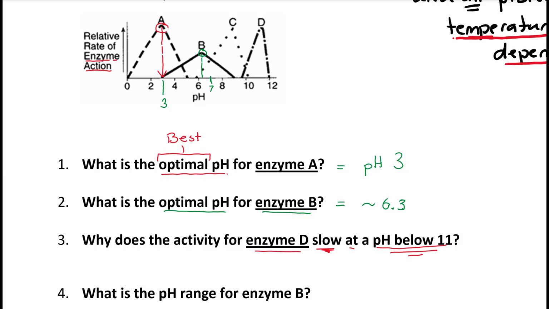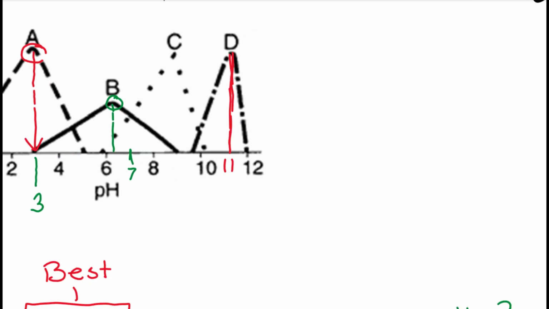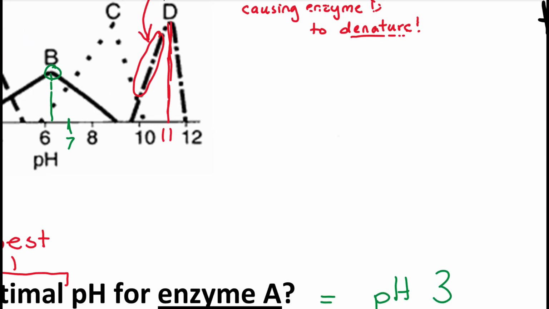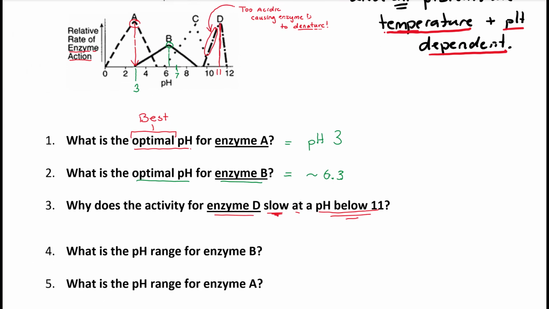Why does activity for enzyme D slow down here, below a pH of 11? Well, it starts to become relatively too acidic. The optimal pH is 11, and if you go away from the optimal, the protein's going to begin to denature. So a nice answer would be the relative pH becomes too acidic, causing the enzyme to denature.